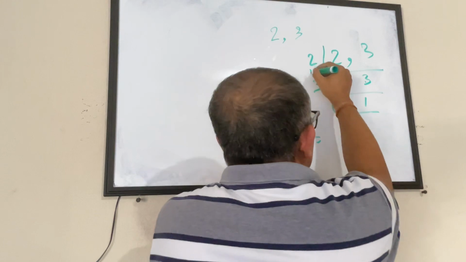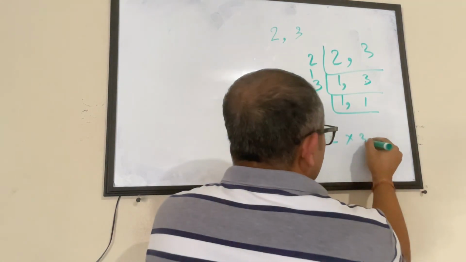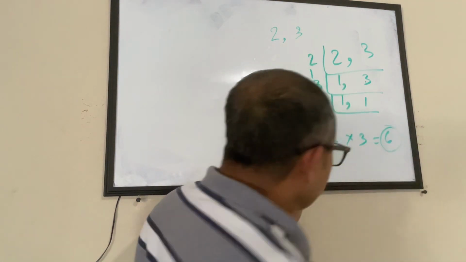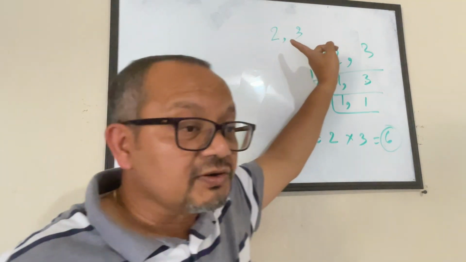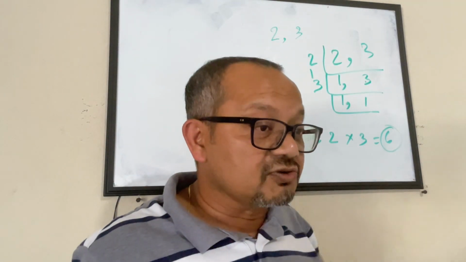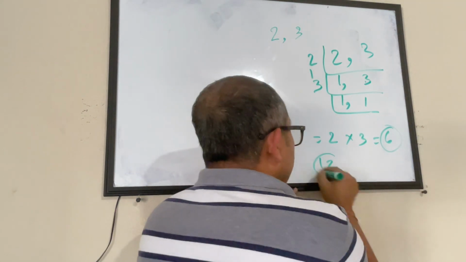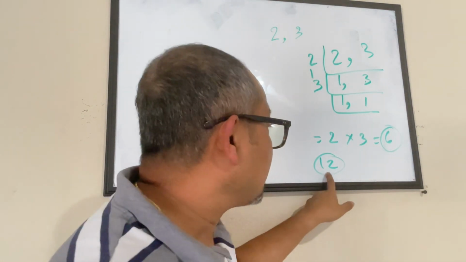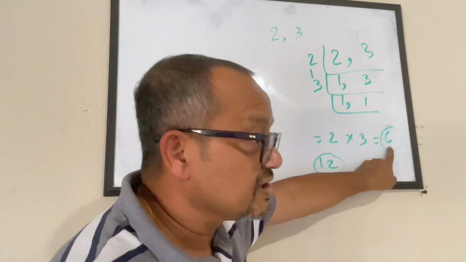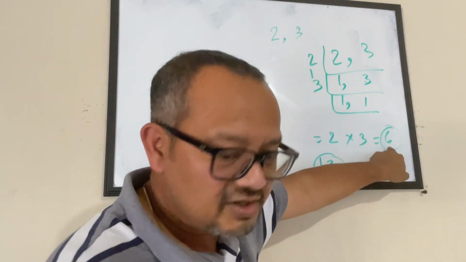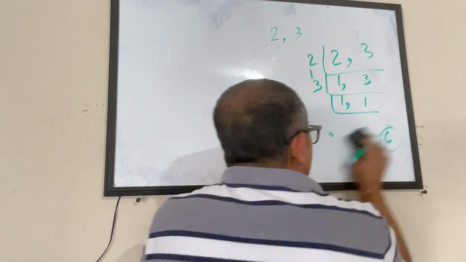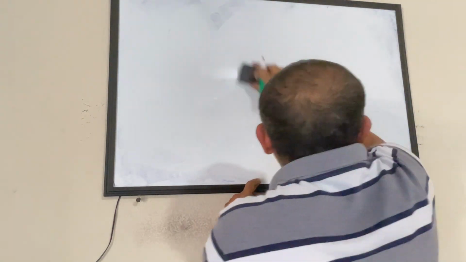It will be this and this. Whatever you have there, 2 into 3, that becomes your LCM. That means, if you have to find out LCM of 2 and 3, it is going to be 6 only. Even if 12 is a multiple of 2 and 3, you will not pick that one because that is not the LCM. The LCM is 6. It's a smaller number.